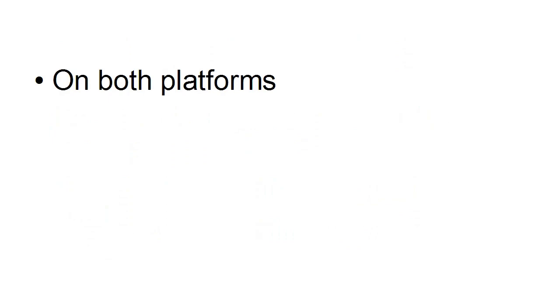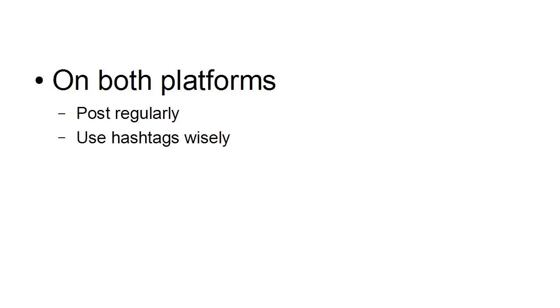Now, there are some key things that you should do on both platforms. First of all, you should post regularly and make sure that you keep posting on a regular basis. You don't want to allow these to go dead. You want to use hashtags wisely, especially on Instagram. It uses the same type of hashtags as Twitter. You want to interact with other users. After all, they are both social networks, and getting people to visit either your Instagram feed or your Pinterest boards has a lot to do with how popular you are on the site, how you put yourself out there.